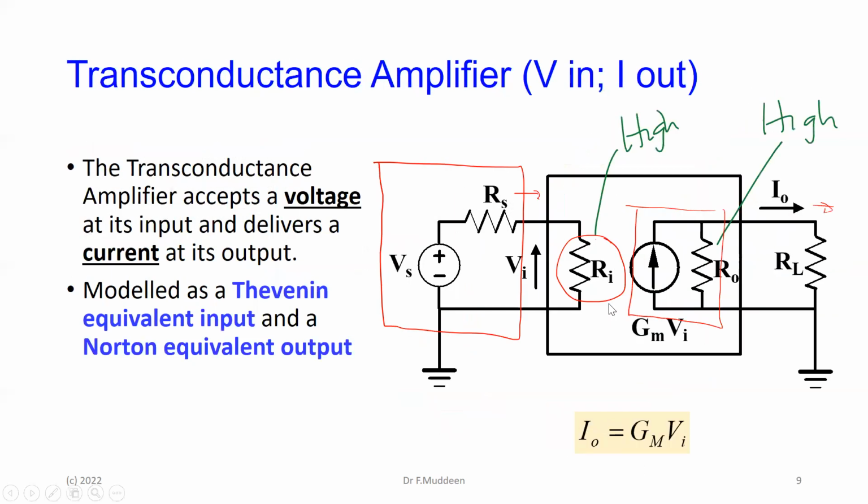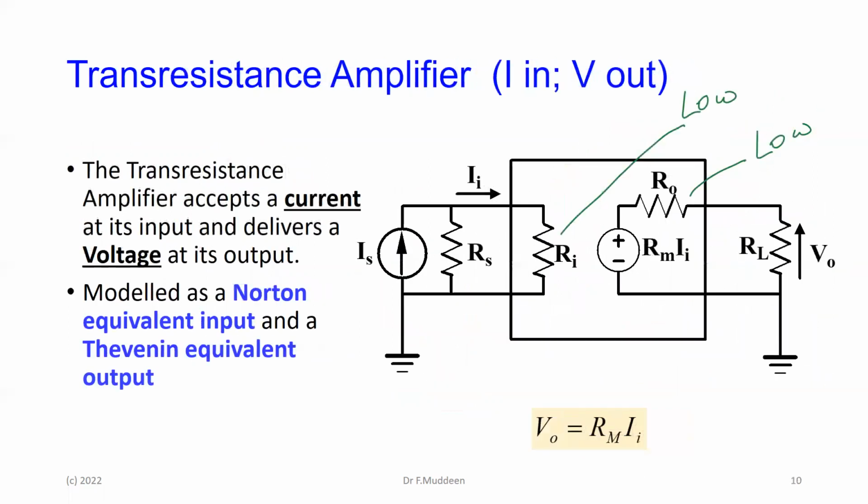And we saw the transconductance: voltage in, current out. And we'll see where we use that in a couple of seconds. And this one needs high input and high output impedances. And then the transresistance or transimpedance, they use both terminologies.